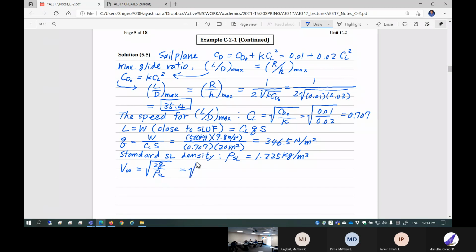So let's just plug in 2 times dynamic pressure, 346.5 Newtons per square meter, divided by standard sea level density, 1.225 kilograms per cubic meter. If you compute this, the velocity is 23.8 meters per second. So this is the speed for maximum glide ratio.